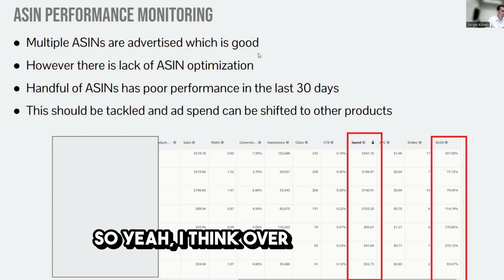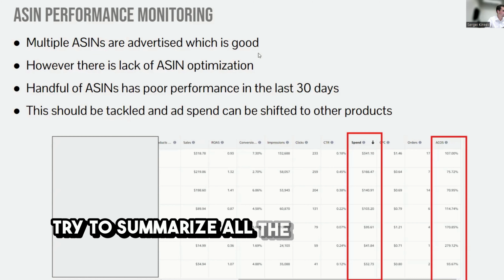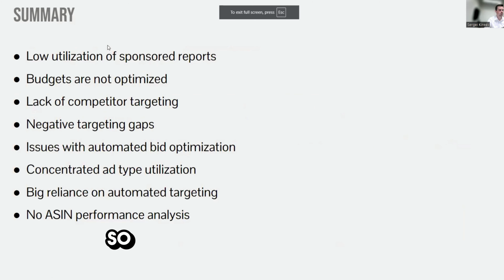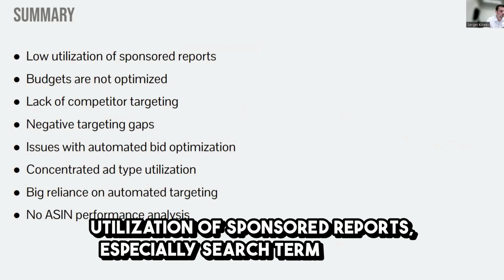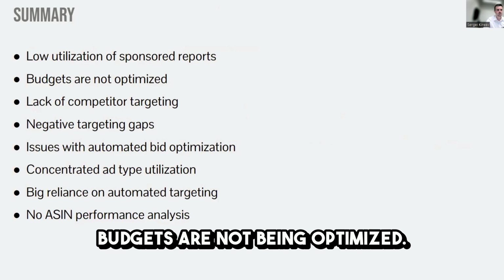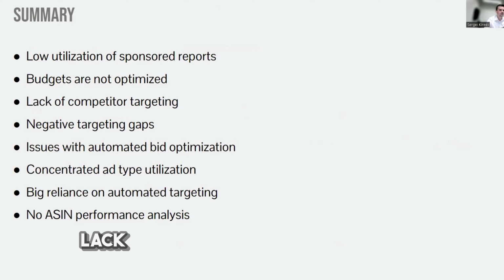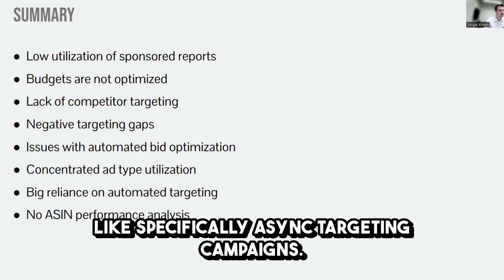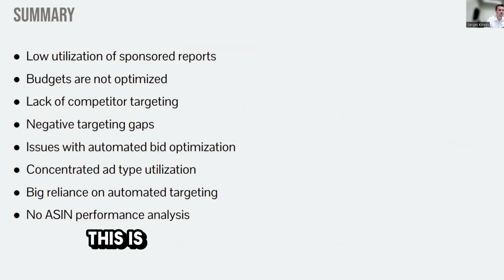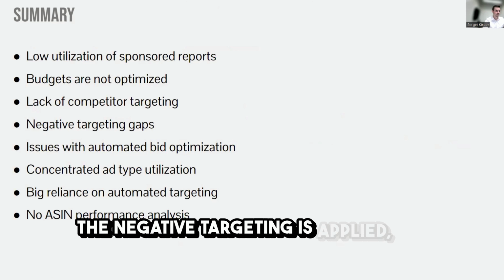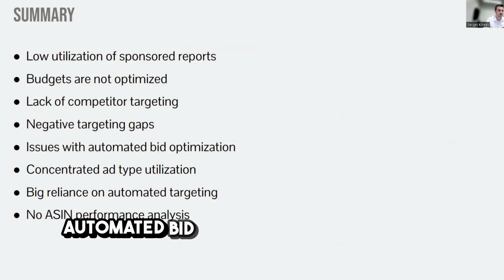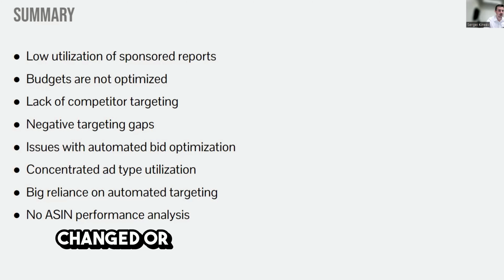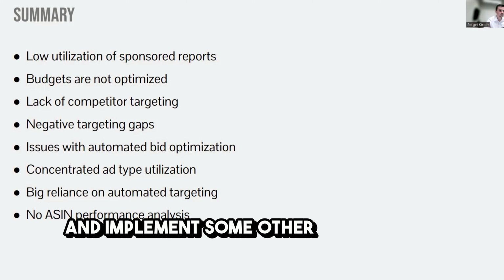So yeah, I think over here we can try to summarize all the things we found in this account. One by one, it would be low utilization of sponsored reports, especially search term reports. Budgets are not being optimized, running out of budget in the middle of the day. Lack of direct competitor targeting, like specifically ASIN targeting campaigns. Lack of negative targeting. The negative targeting is applied, but there are a lot of gaps that we found with our analysis as well. Automated bid optimization should be at least changed, or I would completely scrap it and implement some other optimization system.